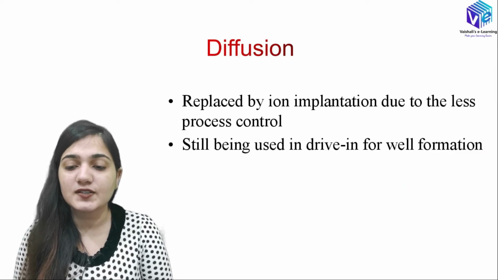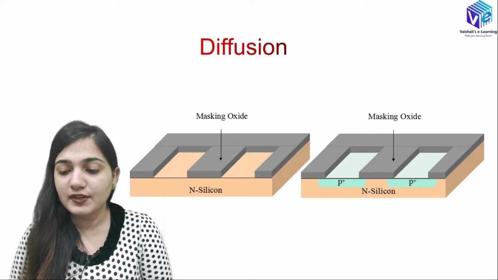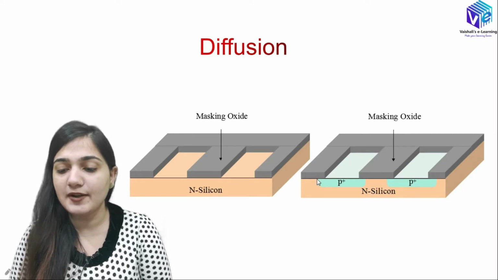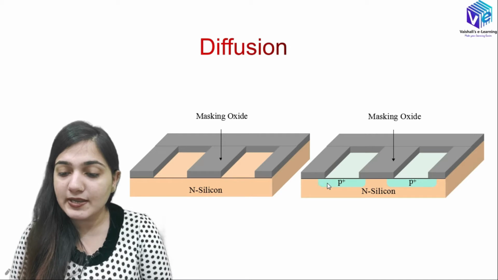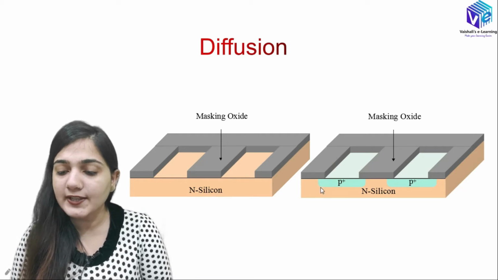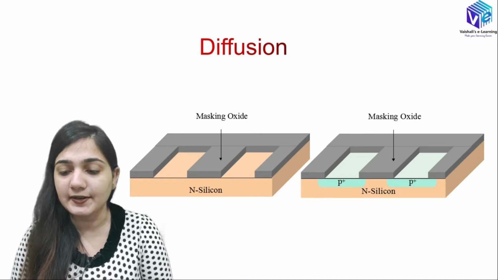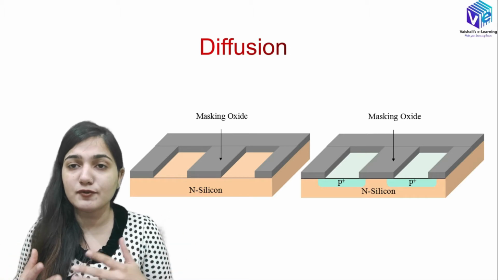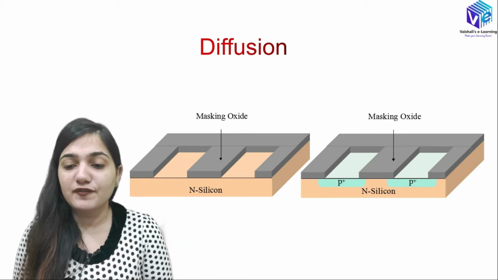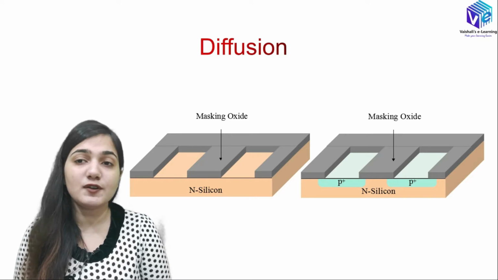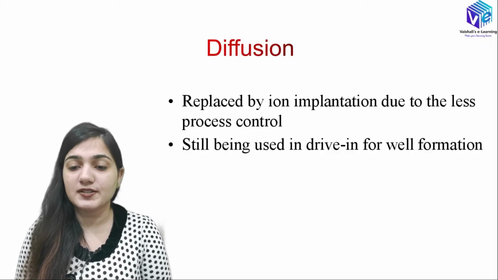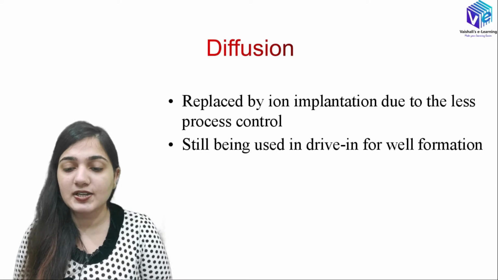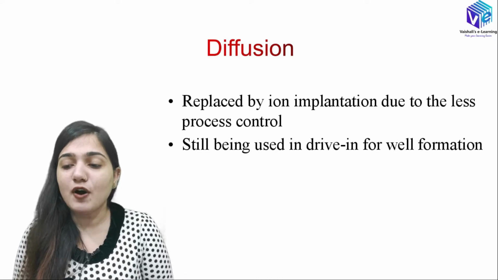Diffusion is replaced by ion implantation due to less process control. We cannot actually control the amount of diffusion, the amount of doped region that we can form. We cannot even control the lateral movement or the in-depth movement of the dopant atom. The dopant atom can move in any direction, which means it is moving in an isotropic form. So diffusion is an isotropic process, and we don't have much control over it. So it is replaced by ion implantation. It is still being used in the drive-in for well formation.